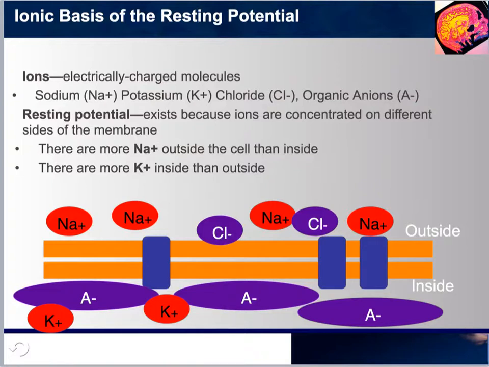Resting potential exists because the ions are concentrated on different sides of the membrane. We know that when the cell is off, meaning it's not firing, there are more sodium ions outside the cell than inside. You have fewer sodium ions inside the cell. And we also have more potassium ions inside the cell than we have outside the cell.